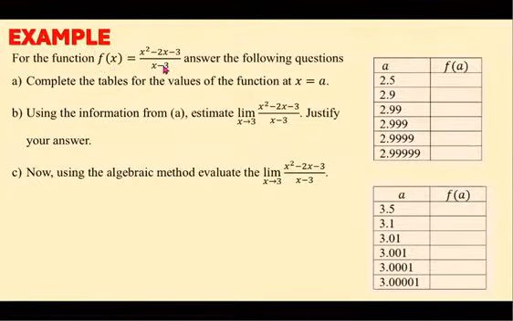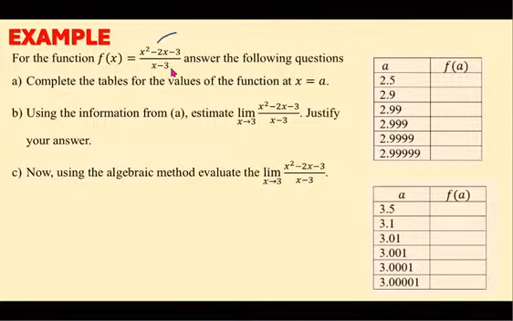For the function f of x equal to x squared minus 2x minus 3 over x minus 3, answer the following questions. So the first thing we want to do is complete the table of values of the function at x equal to a. We have two little tables given here, and we need to complete that. So for example, if I want to find the value of the function at 2.5, what I do is I plug in 2.5 into this function.